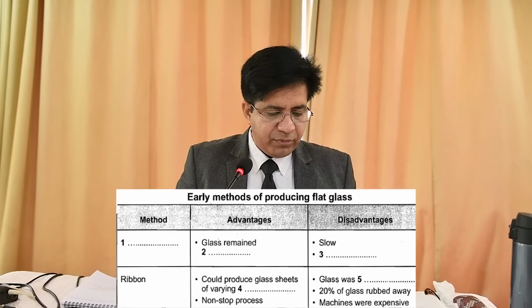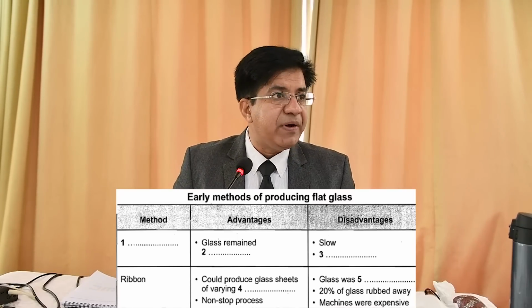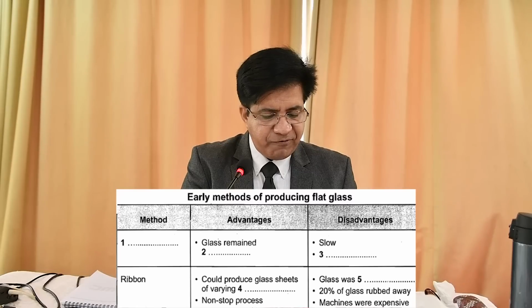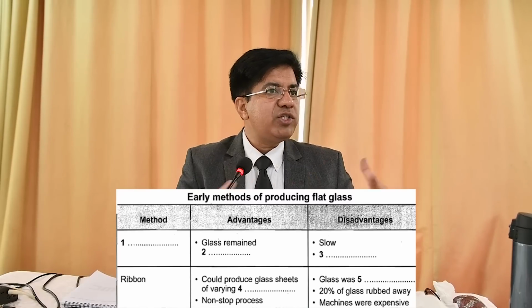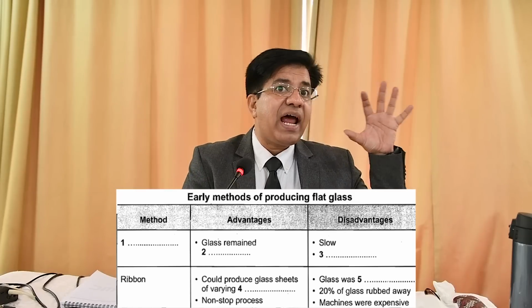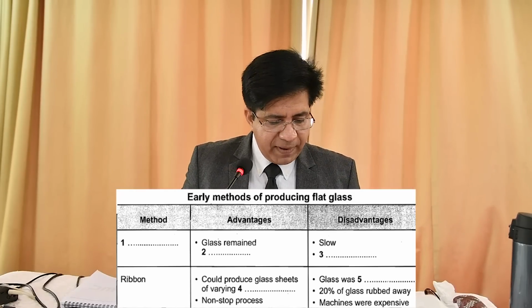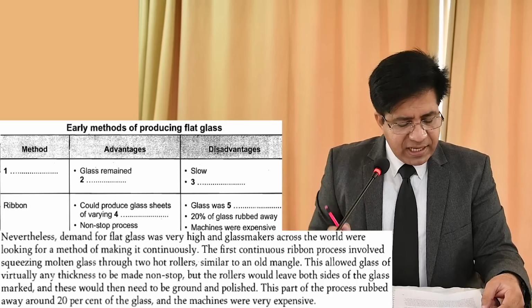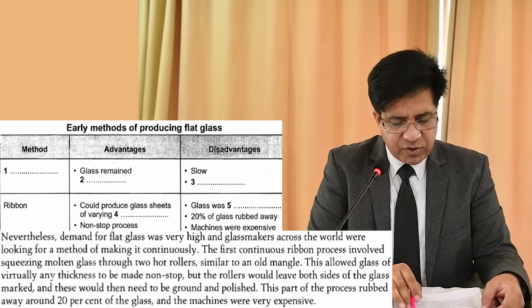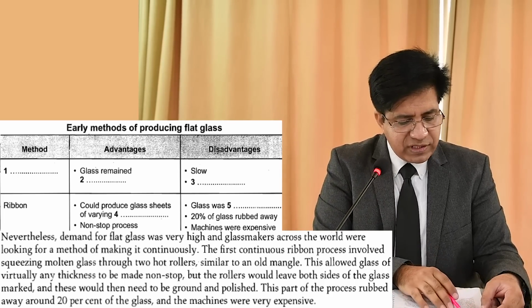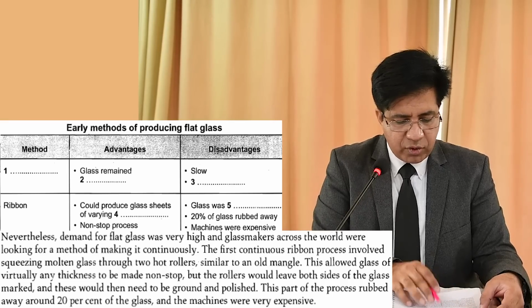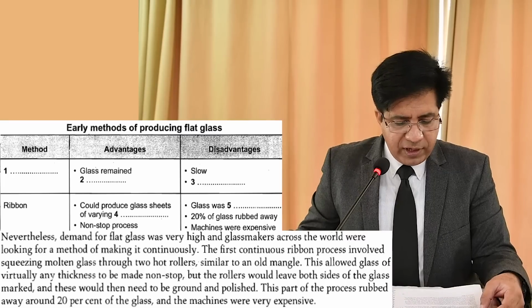Now, we have question number 4 and the clue word is ribbon. This is the second process. Could produce glass sheets of varying dash. Glass sheets of varying. Varying means variety of something. Now, let's go back. Ribbon is in the second paragraph. Okay, now please come to second line. The first continuous ribbon process involved squeezing molten glass through 2 hot rollers, similar to an old mangle.